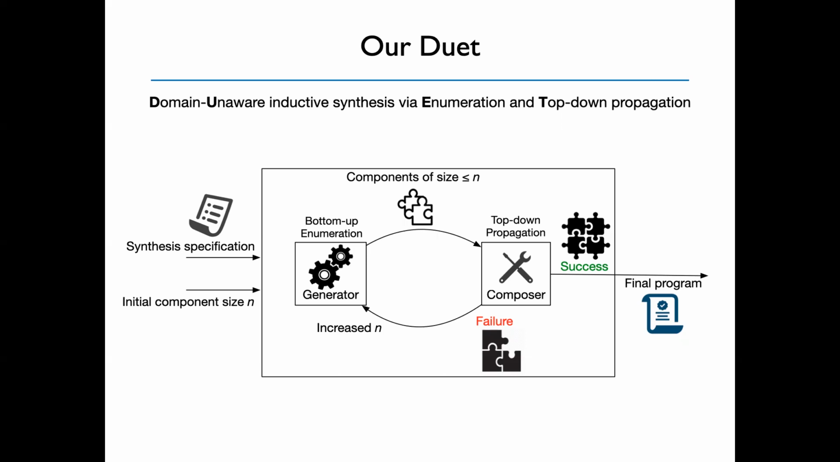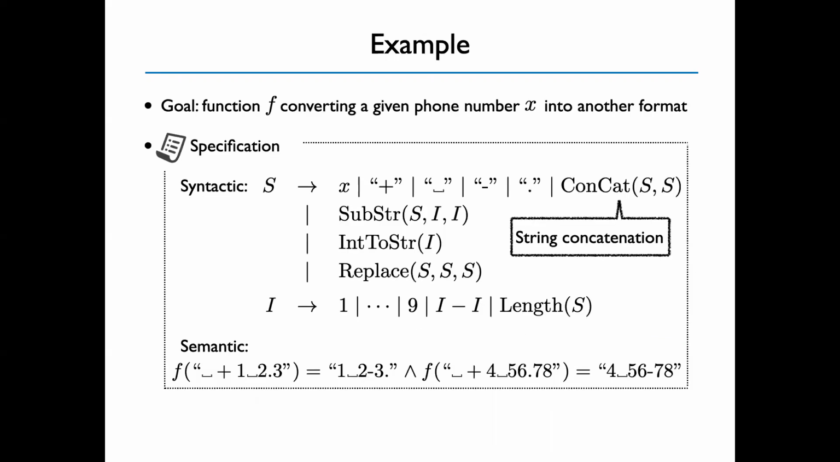In the rest of the talk, I will first describe our approach and previous methods on an example synthesis problem formulated using SyGuS, and I will show you the evaluation result. Let's suppose we want to synthesize a function f that takes a string of a phone number denoted x and outputs another string in a different format. The syntactic specification is provided as this context-free grammar, where S is the start non-terminal symbol.